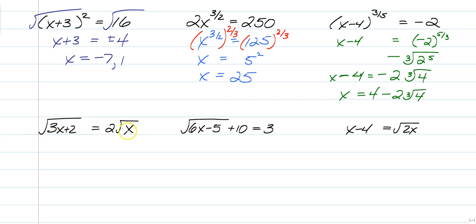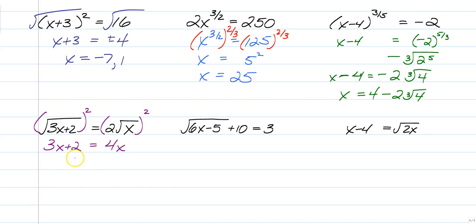So for this one, you have square roots on both sides. To get rid of a square root, you still have to square both sides. So this guy is just going to turn into 3x plus 2. But this, you have to remember, you're squaring both terms. So 2 squared is 4. And then, of course, the square root and the squared symbol cancel each other out. So this is equal to 4x.